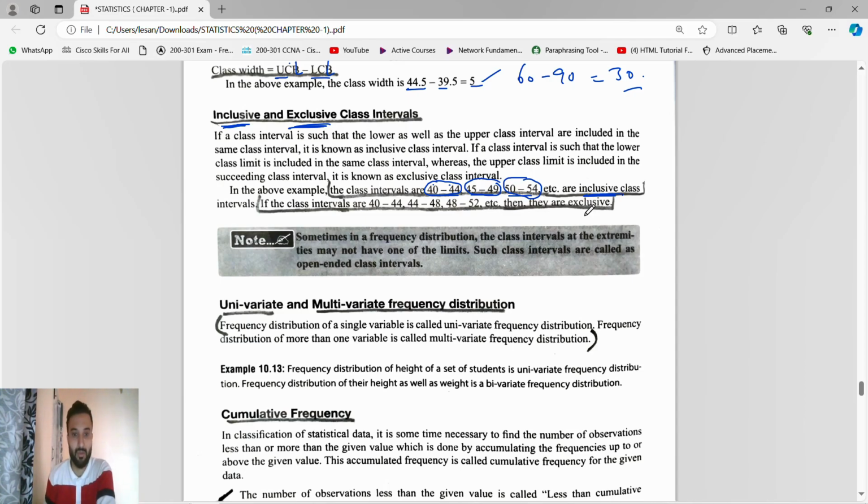Remember this. If the class intervals are like 40 to 44, 44 to 48, 48 to 52, these are exclusive. So continuous is exclusive, discontinuous is inclusive. Why is it exclusive? Because 40 to 44 means we are not taking the 44 here. We are taking the 44 in the next class interval. 44 to 48 means we are taking 44, 45, 46, 47. 48 we are not taking here; we are taking 48 in the next class interval. So that's why it is exclusive. We exclude the last one, 44, and we exclude the last one, 48.